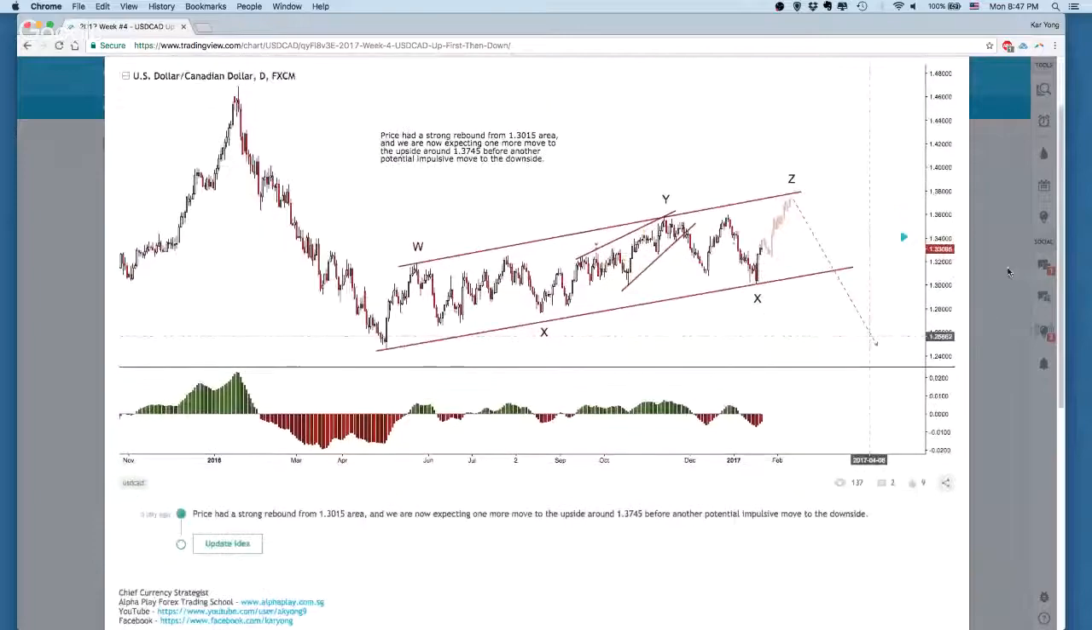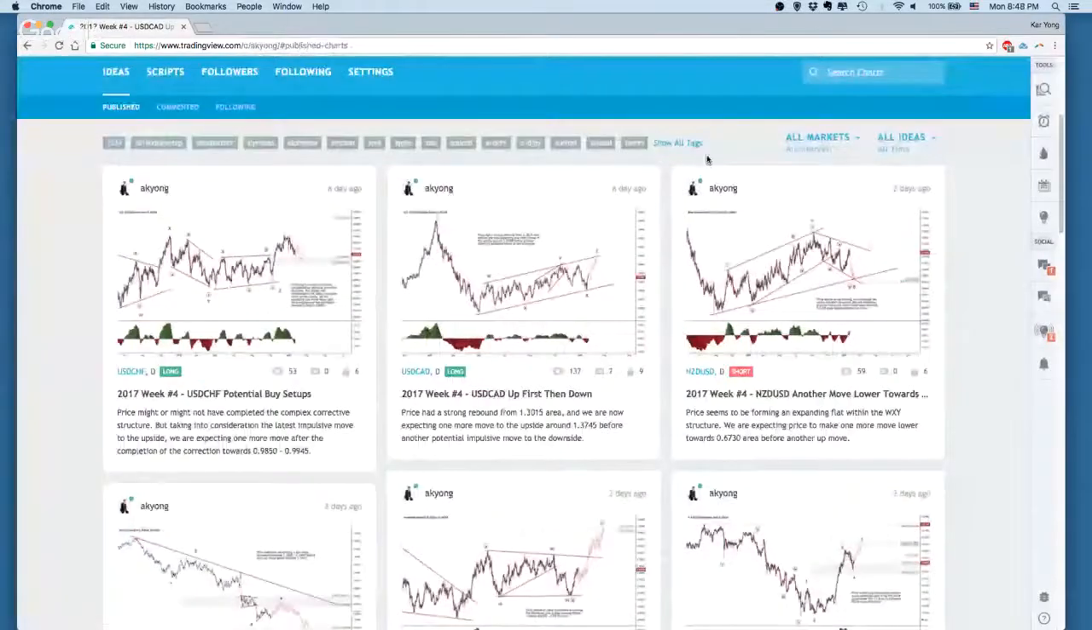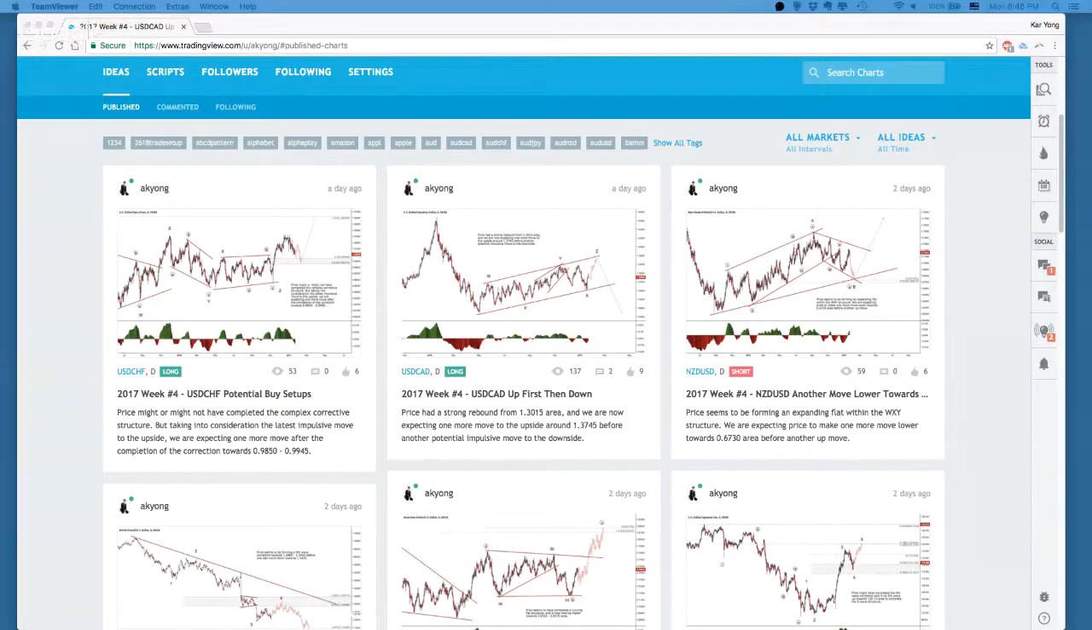Just a quick disclaimer that all these are just my personal ideas and analysis. It's not something that is going to be 100% accurate all the time. So you still need to take note of your own risk management, as well as your own trading plan in engaging the market.